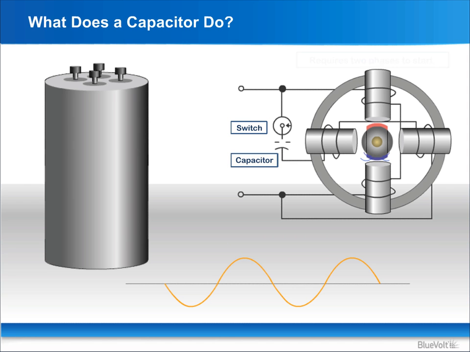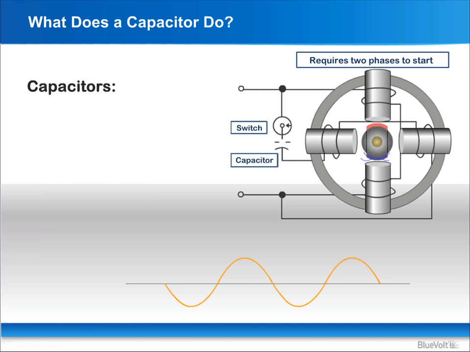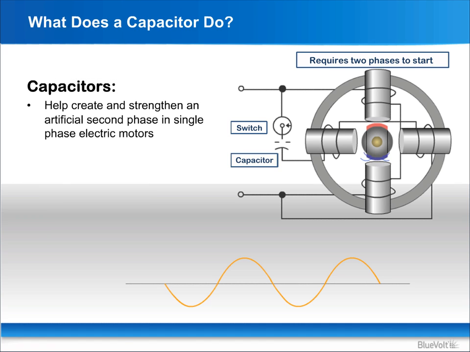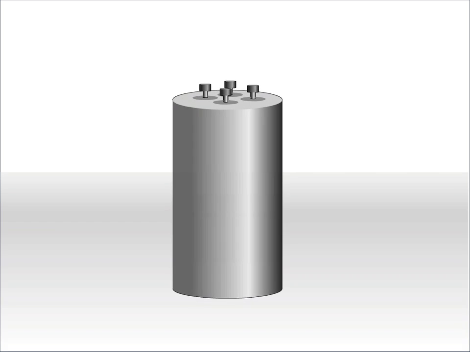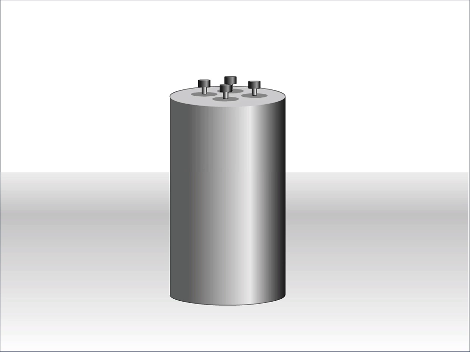What does a capacitor do? A single-phase AC induction squirrel cage motor requires two phases to start. The capacitor will create an artificial second phase that allows the motor to start and run. A capacitor is a device capable of storing and releasing electrical energy.